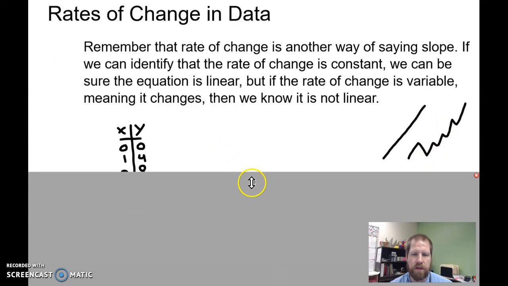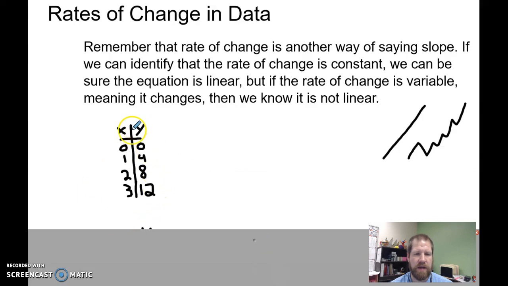Okay, and we're looking to do this so if we are given a table, instead of having to graph the whole thing out, we can look at our table and say, oh, my rate of change is constant, so I know it's linear. All right, we still might have to graph it out for other reasons, but if we're just trying to determine if our equation or our data set is linear, we can do that from our table.